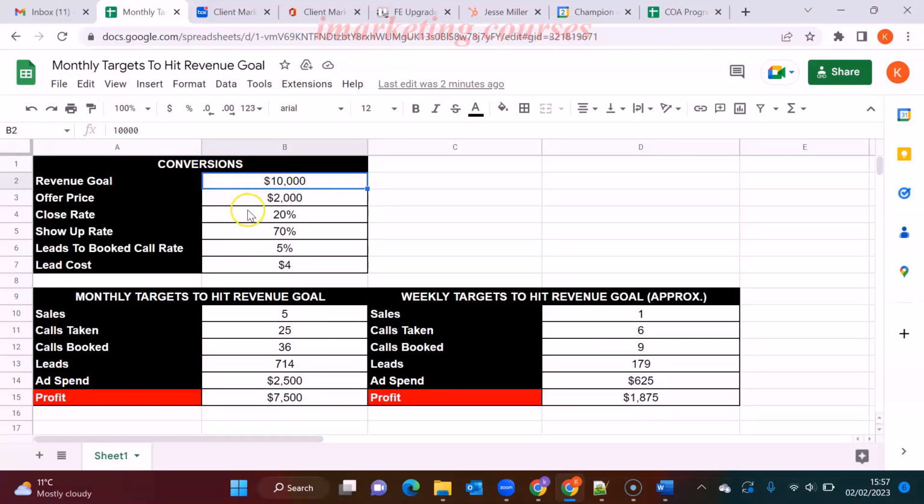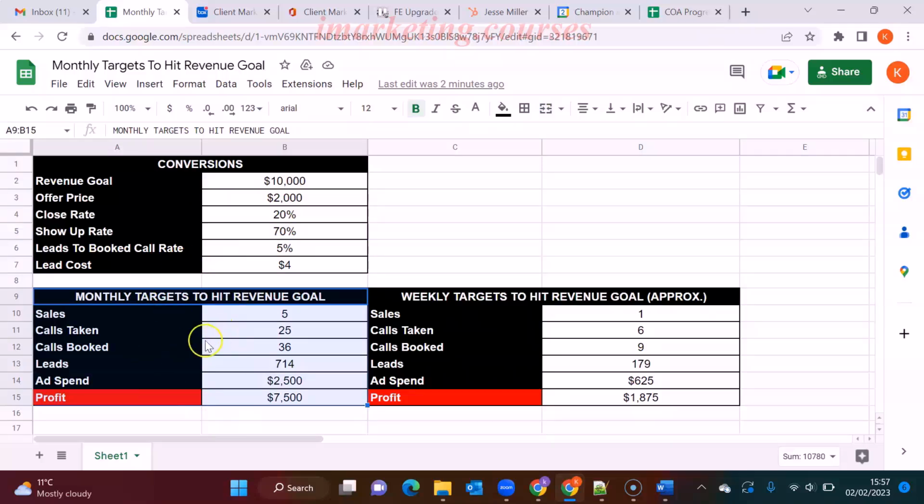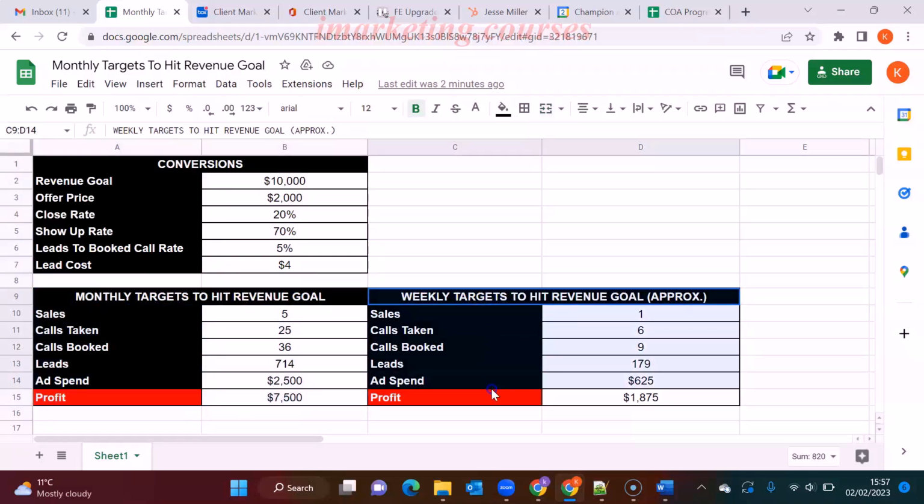Now, I'll go through a demo to explain how this all works. But the important thing is that when we're looking at our conversions here, these are the only numbers that you actually change. Okay, these are numbers you change, and then they will reflect themselves here, which are your monthly targets, and here, which are your weekly targets.